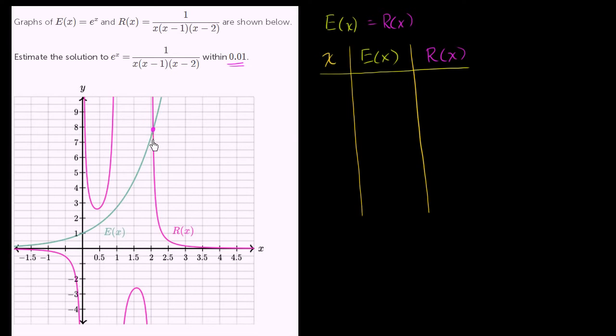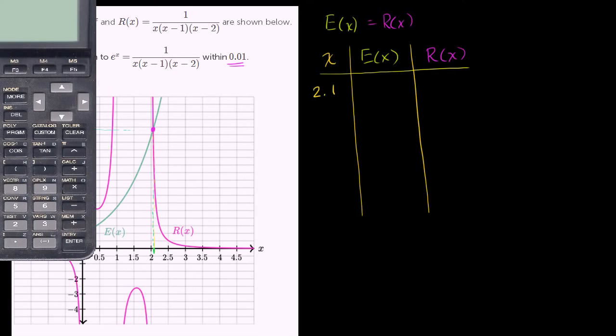If I just look at this graph the way it's drawn, it looks like this is pretty close to 2.1. It looks like when x is 2.1, both of those functions look pretty close to, I don't know, about 7.7 or 7.8 or something like that. But let's figure out what they're doing. So let's see. When x is equal to 2.1, and get my calculator out.